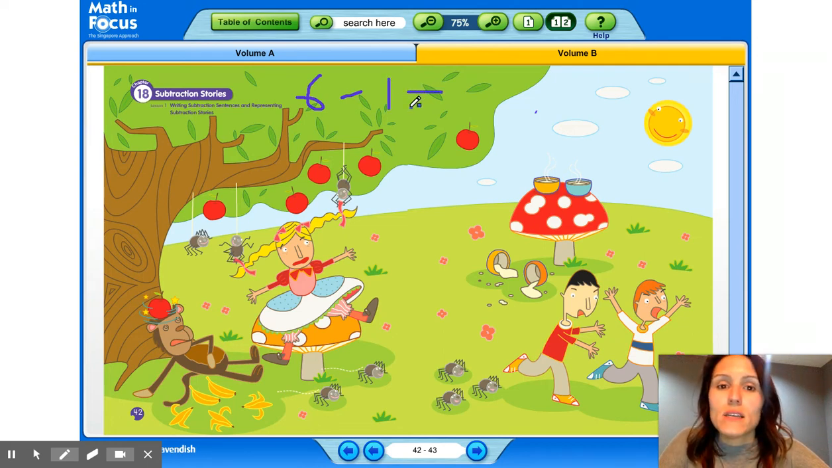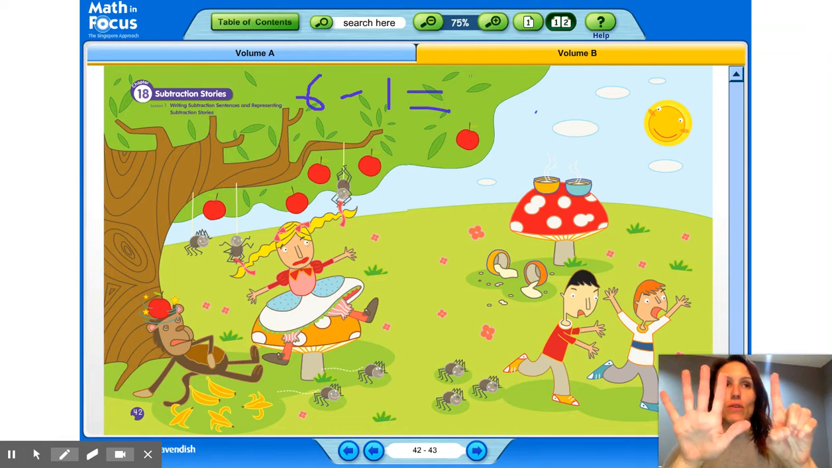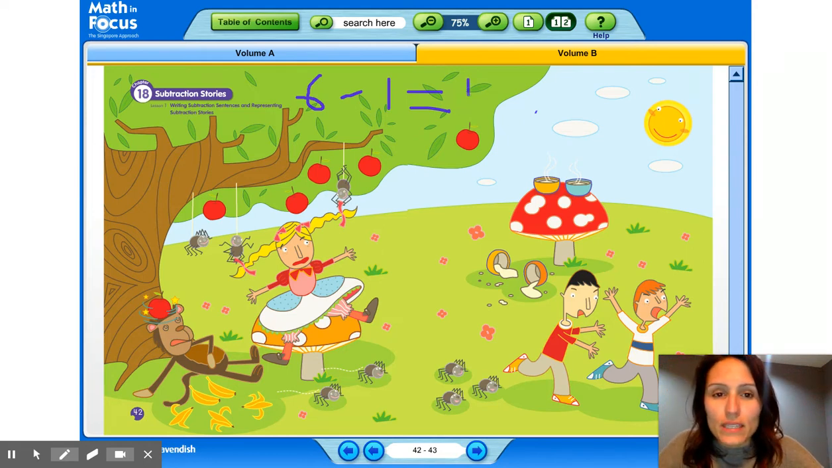Make your equal sign. And we have 6 apples, take away that one that fell on the ground, equals how many? Well, let's do this one by using our fingers. So I'm going to hold up 6 fingers first. So I have 6 fingers, and I'm going to take away 1. How many are left? 5. Good. So then we're going to write the answer as 5 at the end of our number sentence. So we have 6 apples minus that 1 apple that fell equals 5 apples.